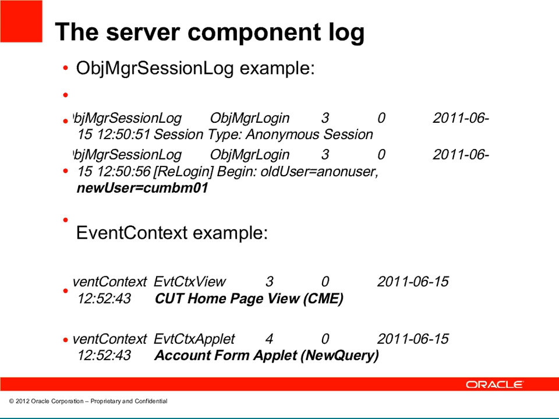And the event context, just a couple of examples here. So we see the user navigated to the view, got home page view, and then the event context for the applet is the fact that they navigated to the account form applet and performed a new query, which is the method name in brackets there.